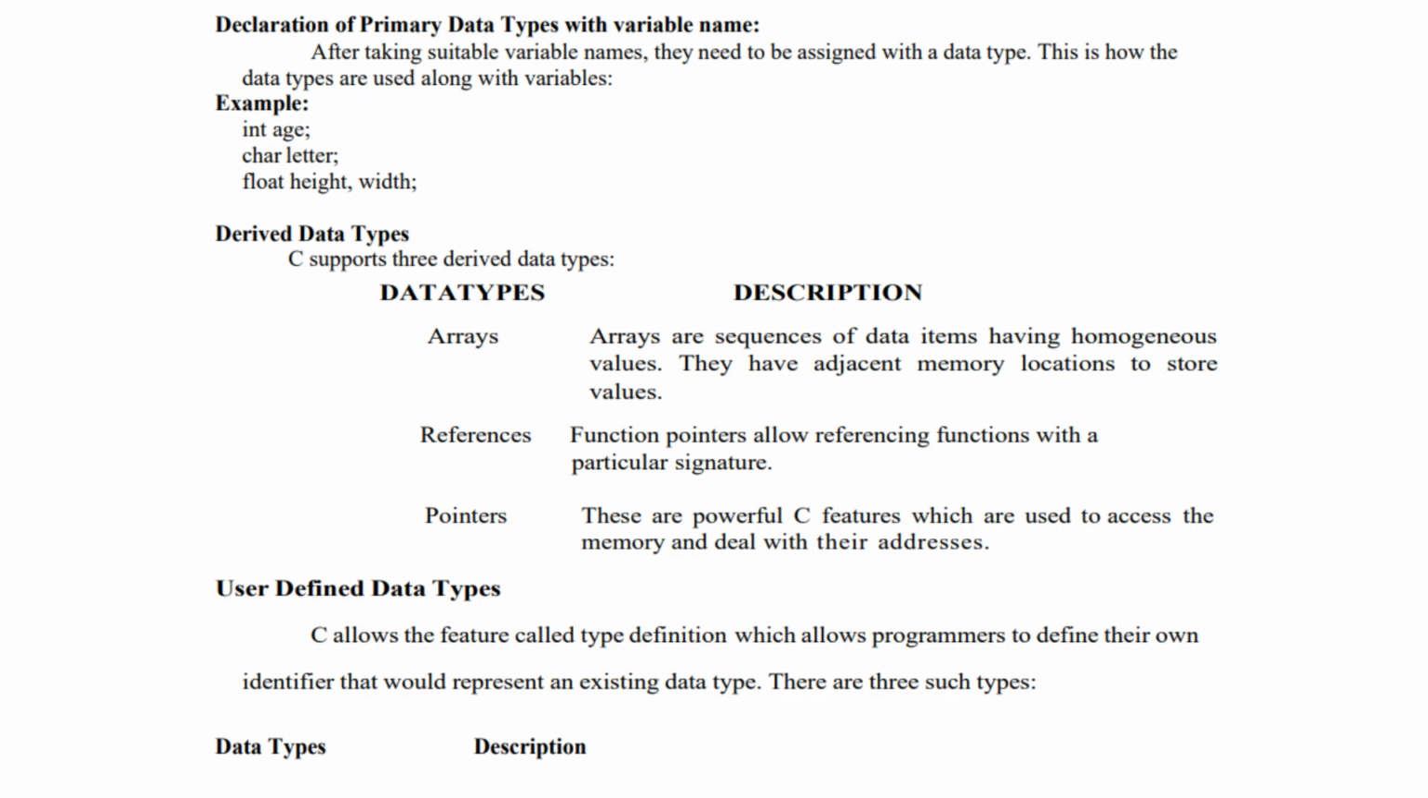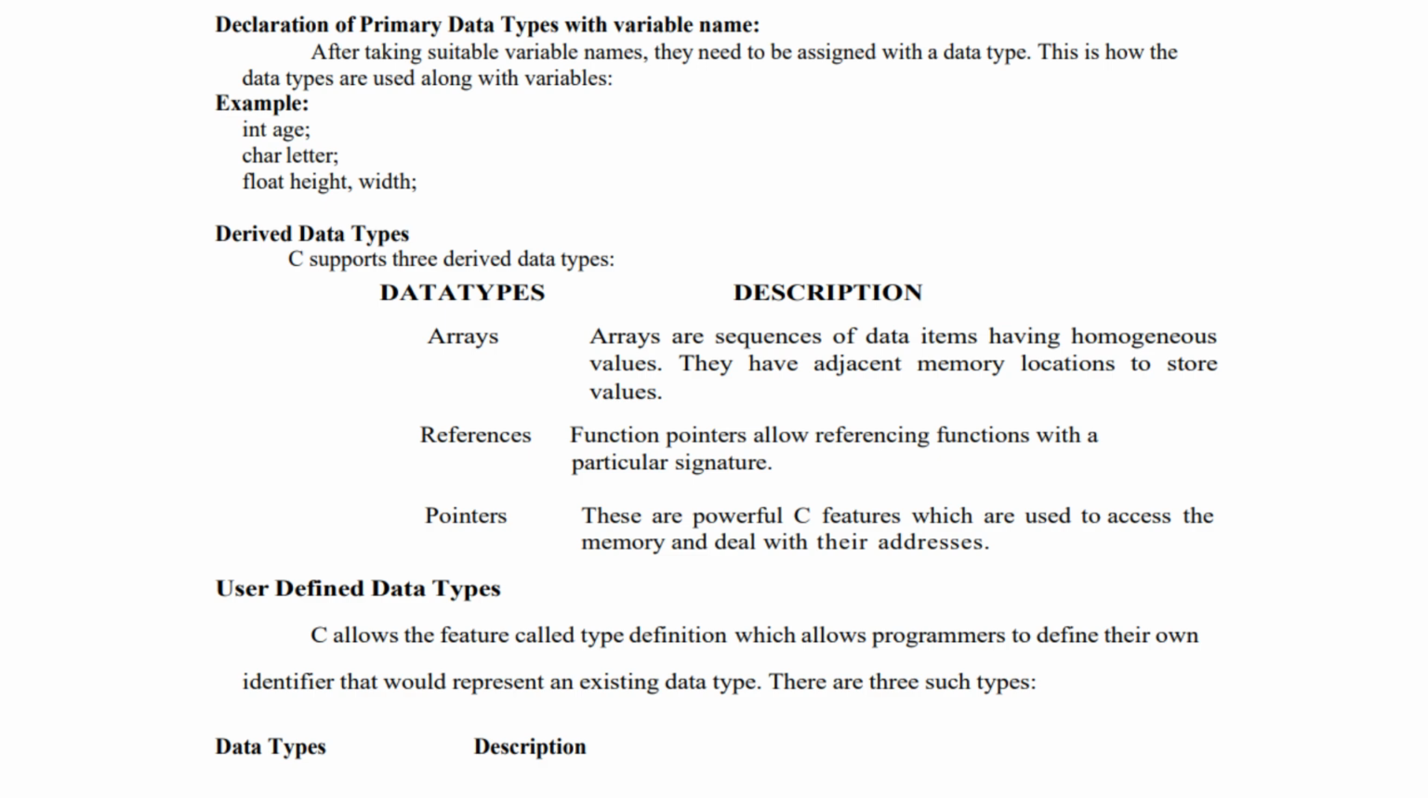Derived data types. C supports 3 derived data types. Arrays. Arrays are sequences of data items having homogeneous values. They have adjacent memory locations to store values. References. Function pointers allow referencing functions with a particular signature. Pointers. These are powerful C features which are used to access the memory and deal with their addresses.